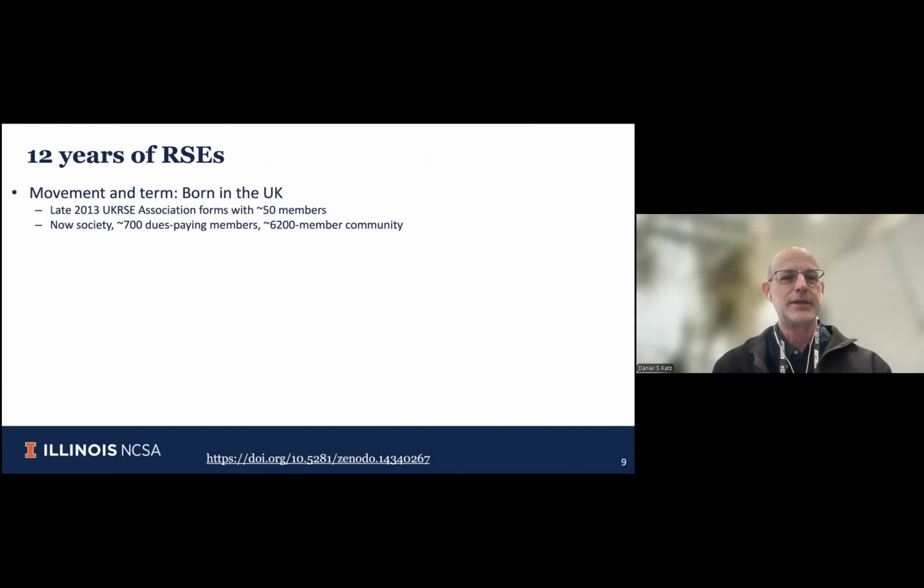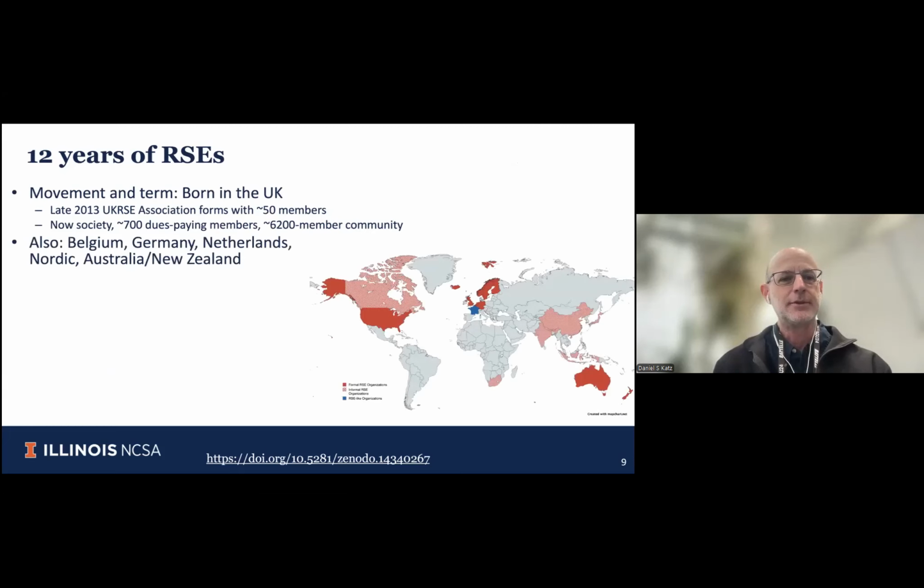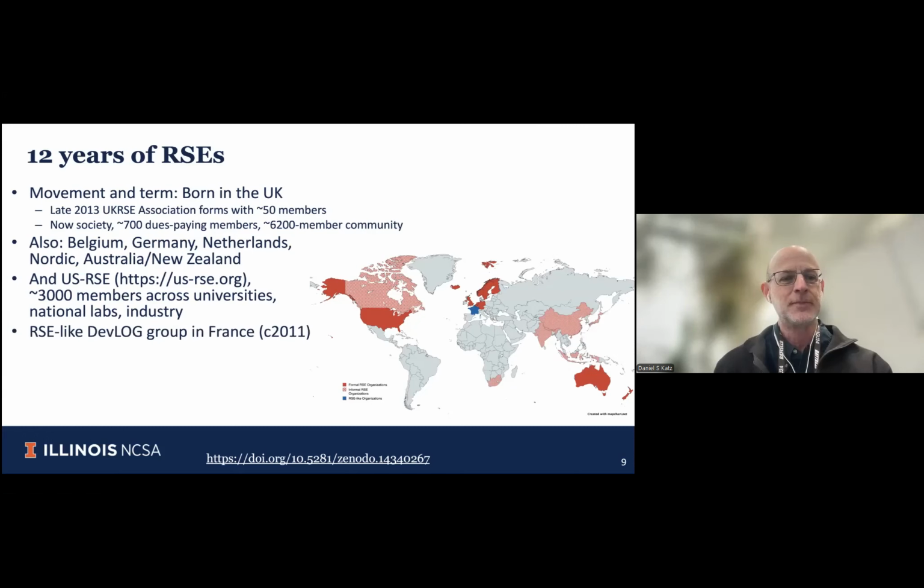In 2013, the UK-RSE Association formed with about 50 members at that point. It's now a professional society, a professional nonprofit, with about 700 dues-paying members and about 6,200 people in the community. And there also are similar associations that have formed and are reasonably well off in Belgium and Germany and the Netherlands and the Nordic countries and Australia and New Zealand. And in the US, we have US-RSE, where we have about 3,000 members today across universities, national labs, and industry.